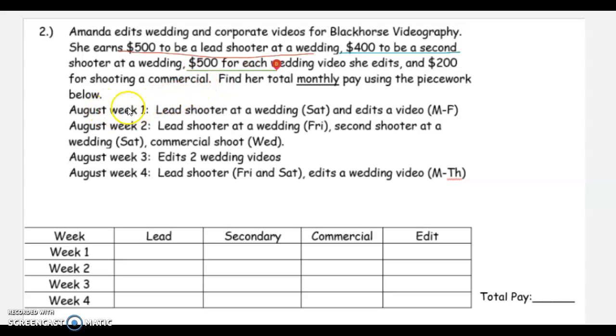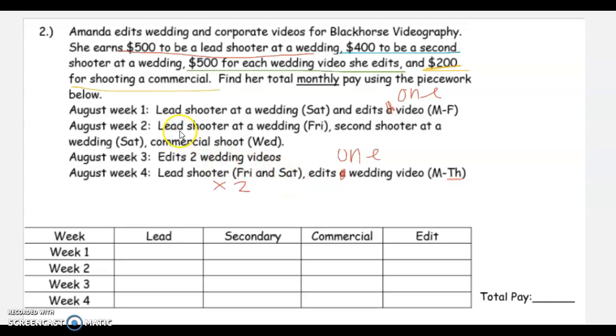August 1st, or week 1 in August, she was a lead shooter at a wedding and she edited a video. Week 2, she was a lead shooter at a wedding and a second shooter, and she shot a commercial. Week 3, she edited 2 wedding videos. Week 4, she was a lead shooter and edited a video. She was a lead shooter twice, that is, Friday and Saturday for August, the 4th week.